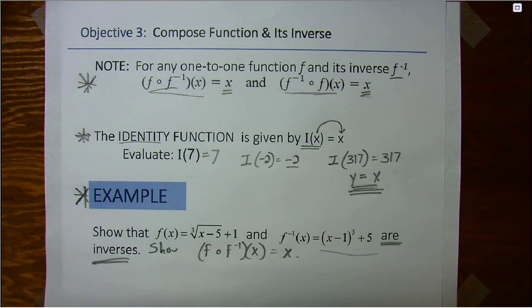Okay, that wraps up this section. We're going to keep working with functions in the next unit, and we're doing all this so that we can build the idea of a logarithm, which is what we're getting close to.